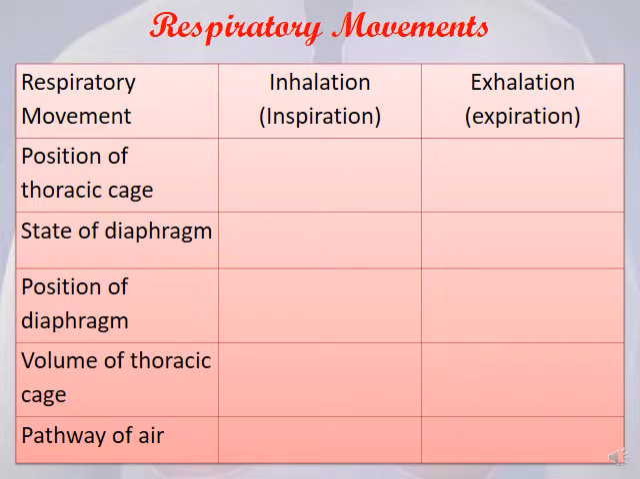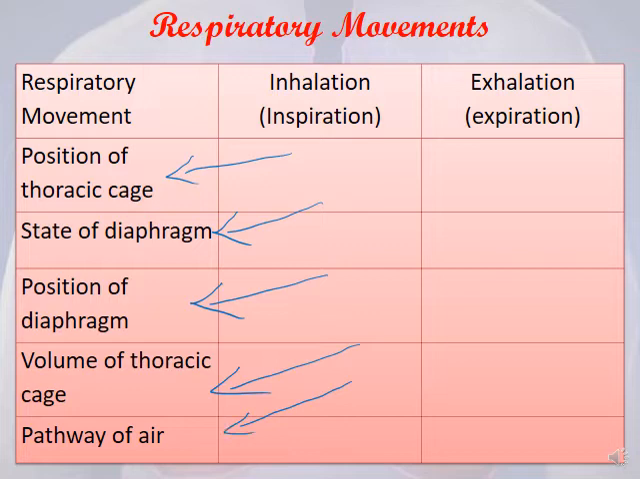Here we go with this table. This table is showing the different respiratory movements during inhalation and exhalation. We will talk about the position of the thoracic cage, the state of the diaphragm, the position of the diaphragm, the volume of the thoracic cage, and the pathway of air. So during inhalation, the thoracic cage will be raised, while during exhalation or expiration, it will be lowered. The diaphragm will be inflated, while during exhalation it will be deflated.